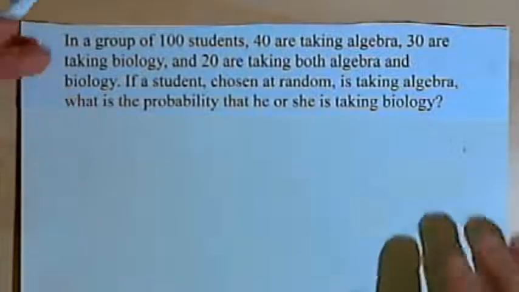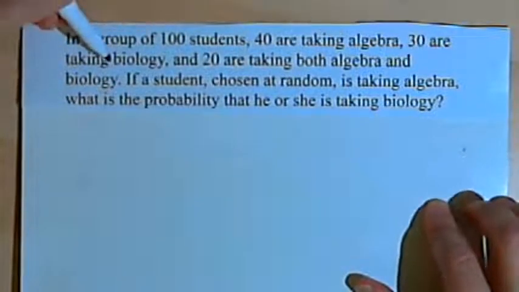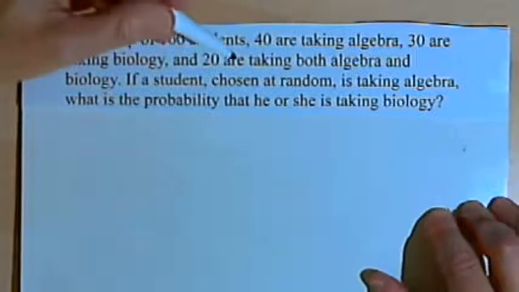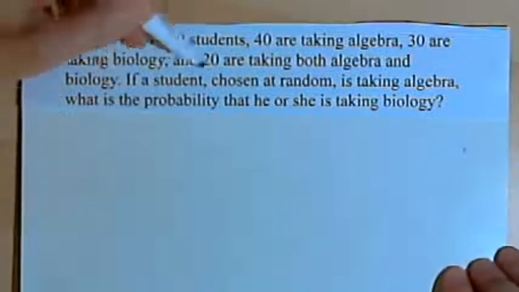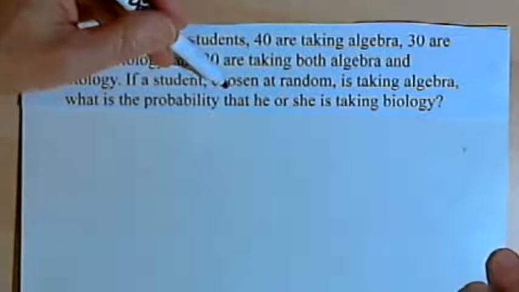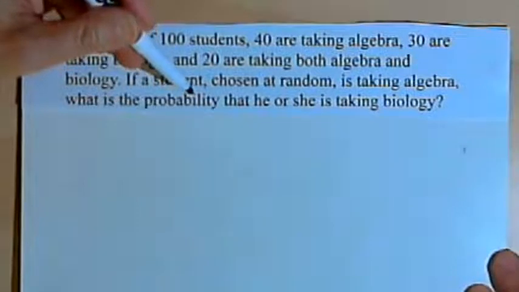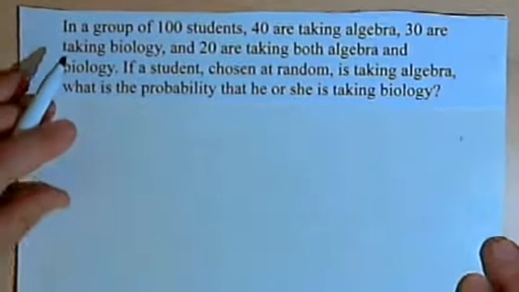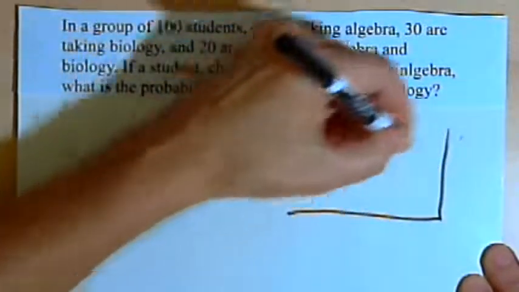In a group of 100 students, 40 are taking algebra, 30 are taking biology, and 20 are taking both algebra and biology. If a student chosen at random is taking algebra, what is the probability that he or she is taking biology? Okay, let's visualize this information with a Venn diagram.